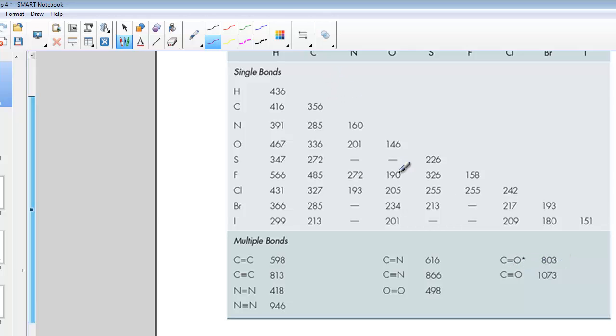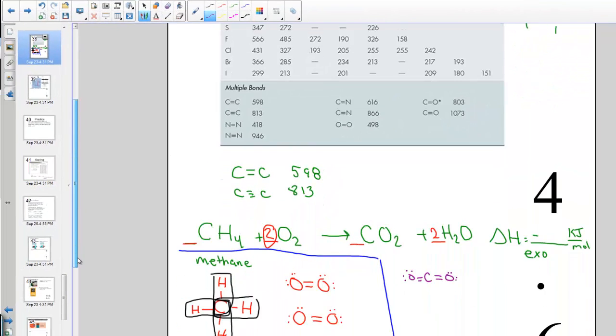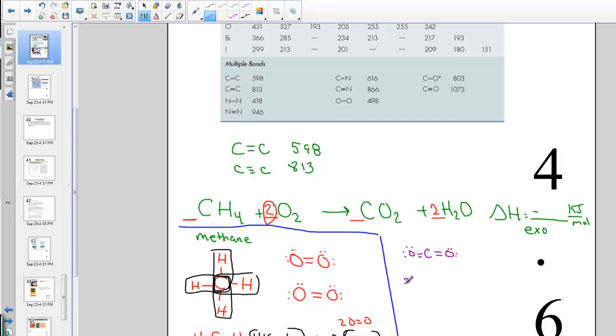I don't want the single bond value. It needs to be the double bond value. So I have 803. Let's record that before I forget. How many do we have? Well, I can see that there is a C double bond O here and a C double bond O here. So I have 2 storage tanks of C double bond O.